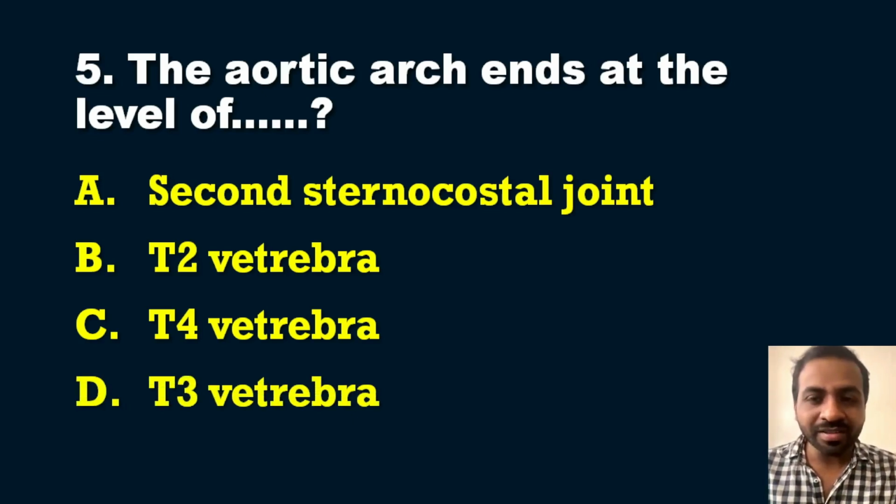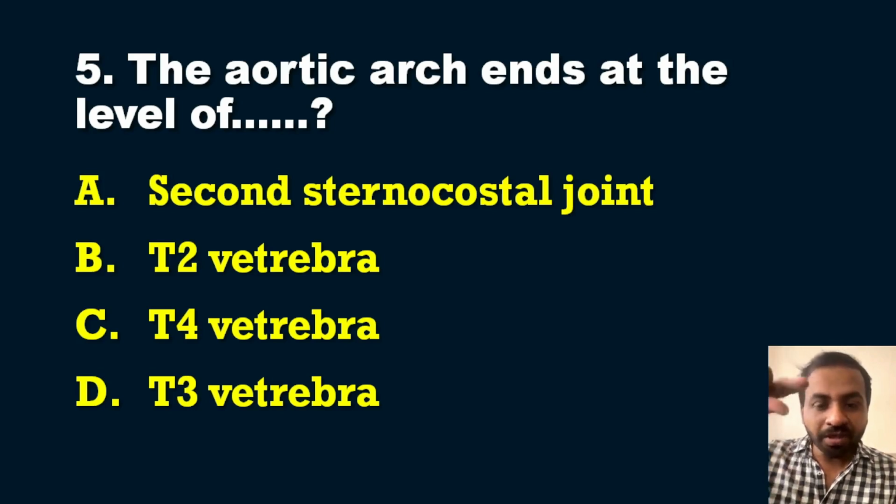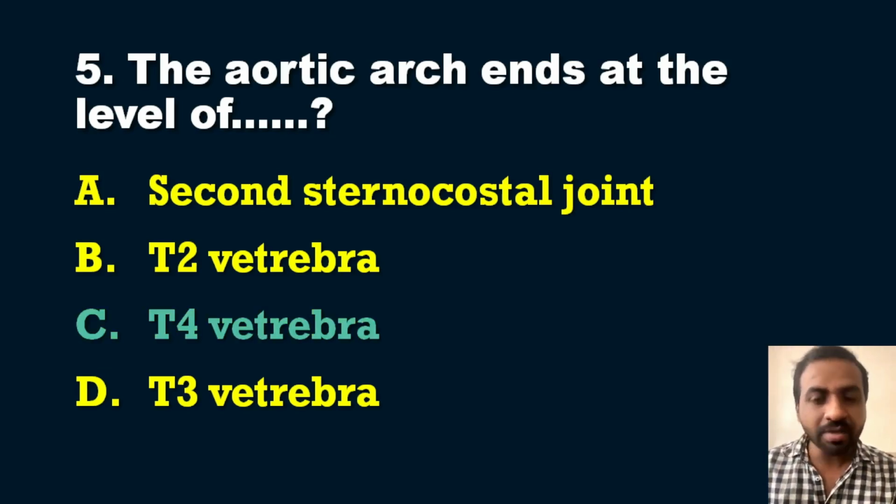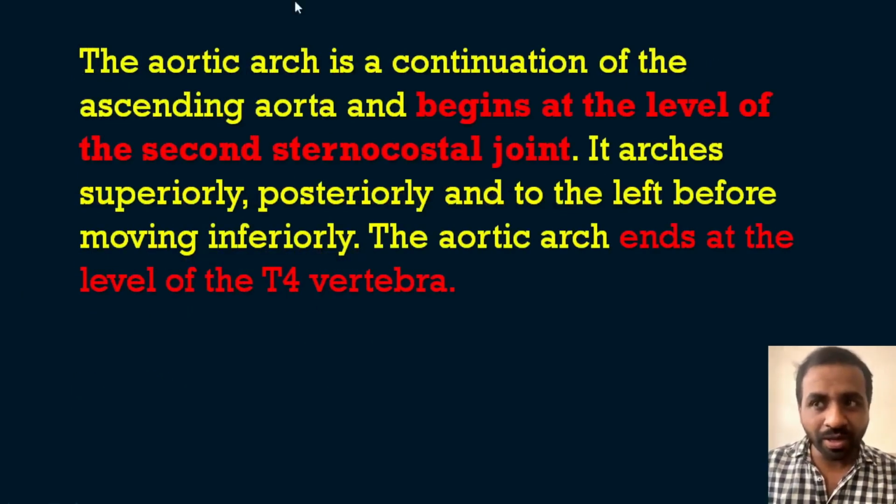So what is the answer? Don't be confused with the starting point and the ending point. Okay, the question is regarding the ending point. So the answer is option C, that is the T4 vertebrae. Okay, so we know that the aortic arch is the continuation of the ascending aorta, and it begins at the level of the second sternocostal joint. Okay, it begins at the second sternocostal joint, and it arches superiorly, posteriorly, and to the left before moving inferiorly.